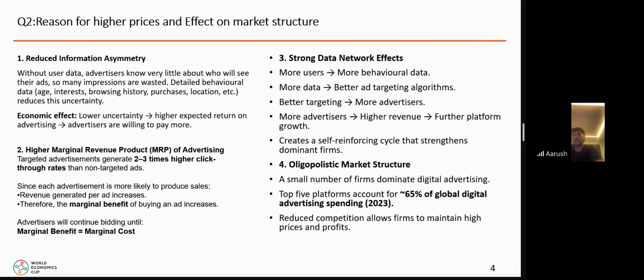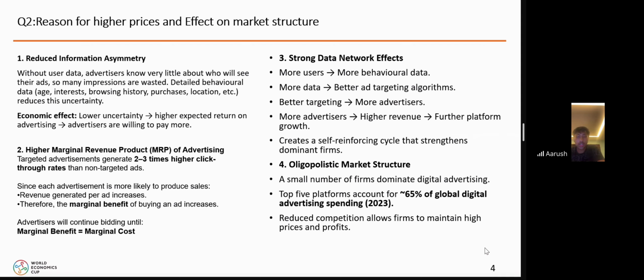Now, let's look at the reasons for higher prices and the effect on market structure. First, detailed user data reduces information asymmetry. Instead of showing ads to everyone, platforms use behavioral data to target users who are most likely to buy the product, which makes advertising more effective. Second, targeted advertisements generate 2 to 3 times higher click-through rates, increasing the marginal revenue product of advertising. This raises the equilibrium price of advertising through competitive auctions.